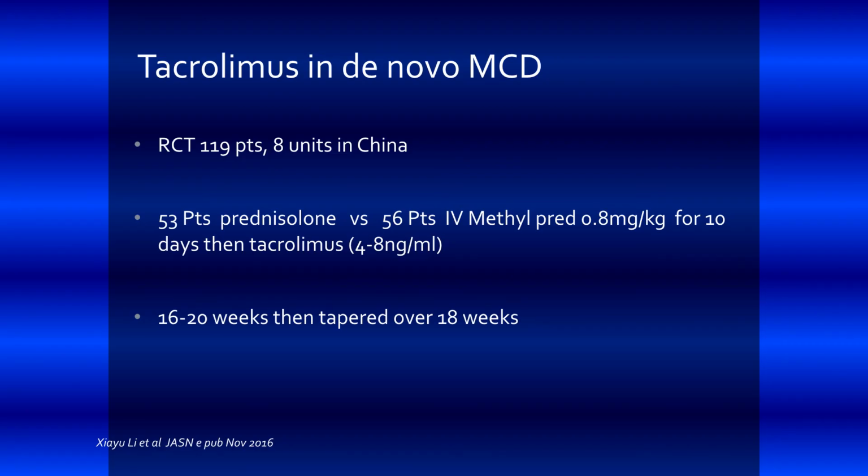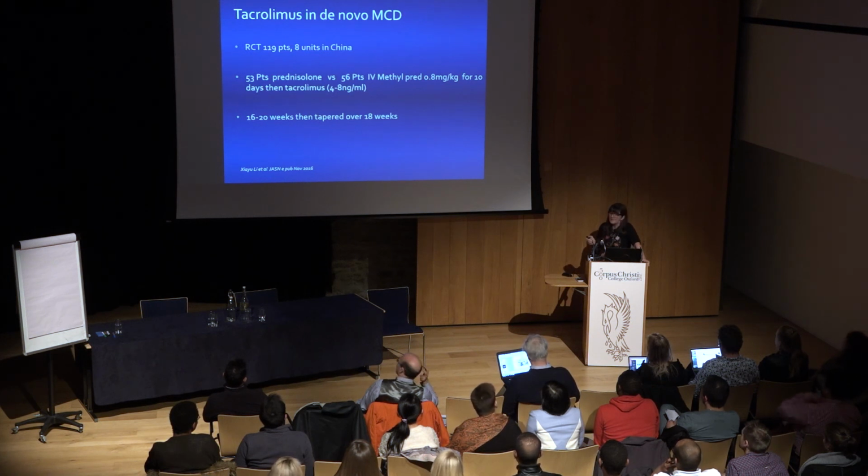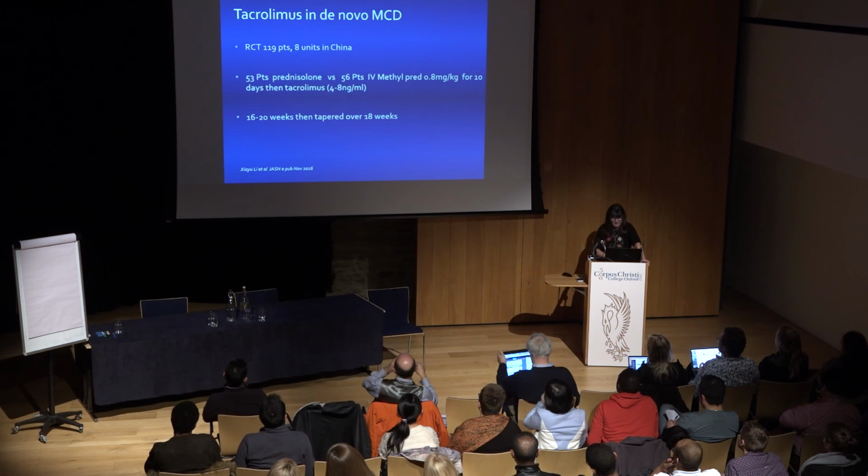So what about tacrolimus in de novo minimal change? Well, there's one study, but they just couldn't quite bring themselves to get rid of the steroids. It's a very odd study. And they compared good numbers, 53 patients with standard treatment with prednisolone versus 56 patients where they gave IV methylprednisolone, 0.8 milligrams per kilogram IV for 10 days. I mean, how inconvenient is that compared to oral steroids? And then they switched them to TAC. And then they treated for 16 to 20 weeks and tapered the dose.